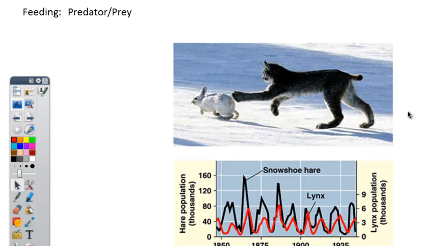Now let's look at the interactions between the different species within an ecosystem. The first type is called predator-prey, and I think this is quite obvious. A predator-prey is what we call a feeding relationship. The animal being the prey is the one being eaten, and the predator is the one who's doing the eating. In this case, you got a snow bunny being chased by a lynx, or a snow hare.